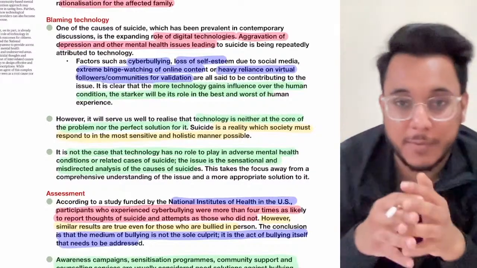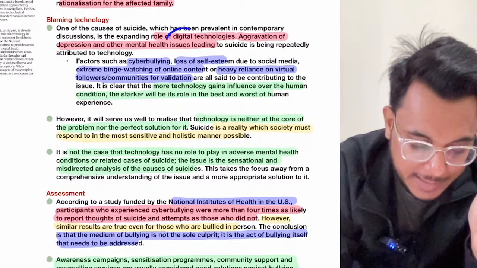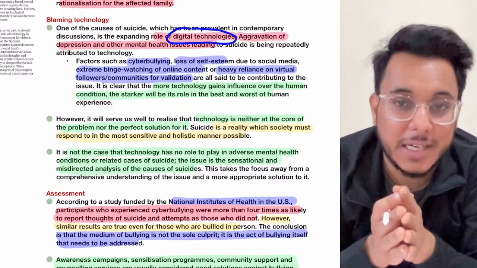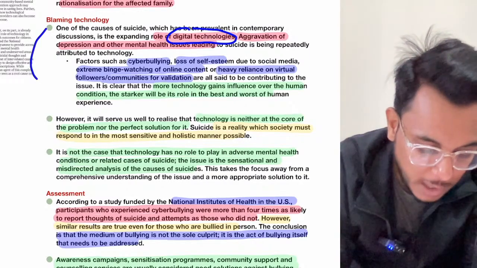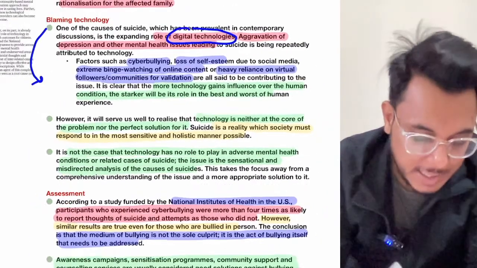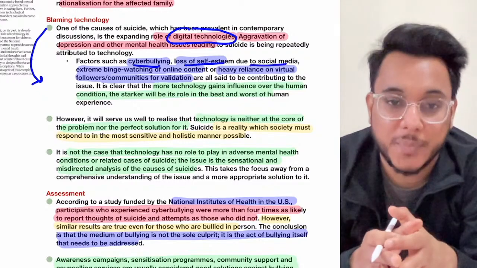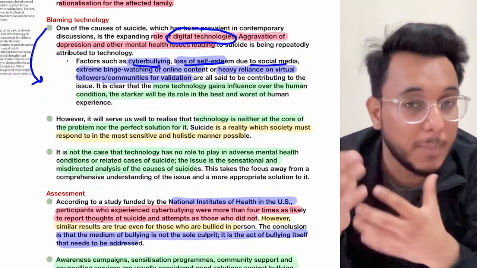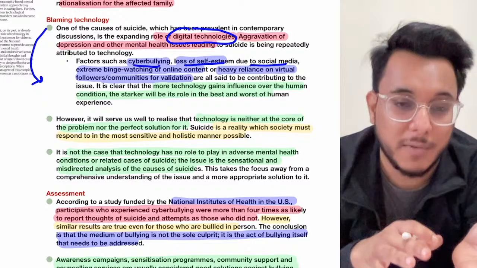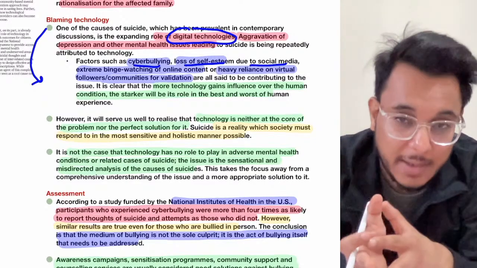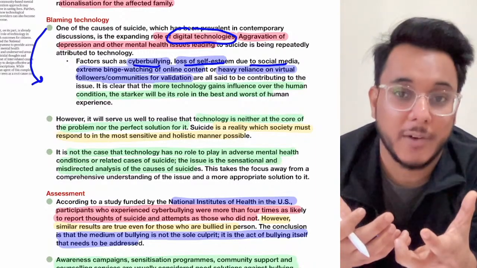Now when we talk about suicide, in the past it has been said that suicides are because of digital technologies, that digital technologies are aggravating stress. According to the article, because of digital technologies there is cyberbullying and loss of self-esteem due to social media. You always watch the perfect lives of your friends on social media, and you think your life is not perfect, theirs is. They are going on holidays, they are so happy. So you lose yourself, your self-esteem, your confidence in life.